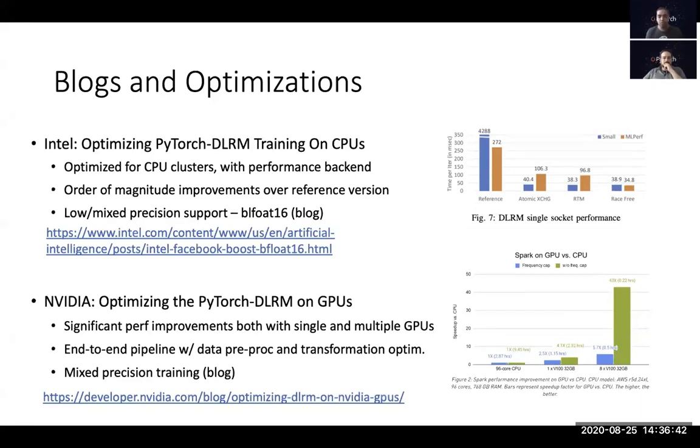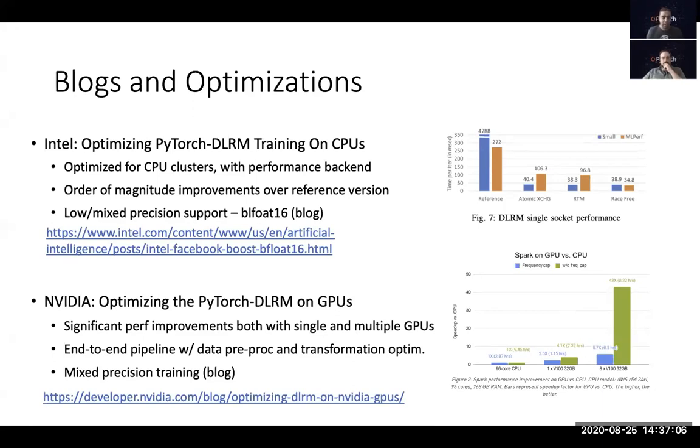Additionally, what they've enabled is essentially mixed precision training with bfloat. The next generation CPUs support bfloat, and they've enabled this so that PyTorch DLRM can be used to evaluate the implications, benefits, or limitations of using such a reduced precision representation for training recommendation systems.